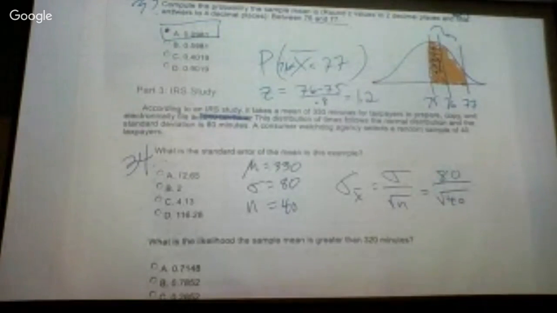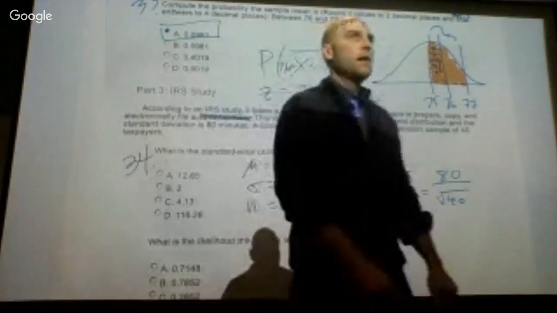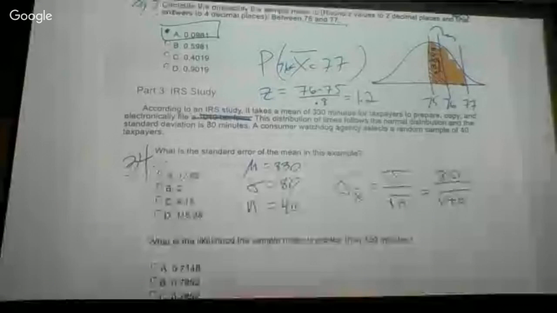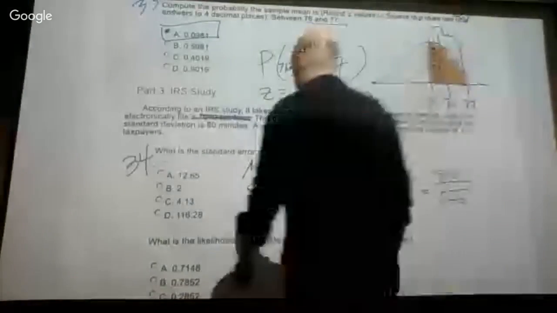Square root of 40, I should know by now, it's 2 square root of 10. Square root of 2 is 1.4. Square root of 5 is 2.2. 1.4 plus, or no, it's 2.8. Times 3 is 6. So 80 over 6 should be about 12 and a half, Caroline? Yeah. 12.65.